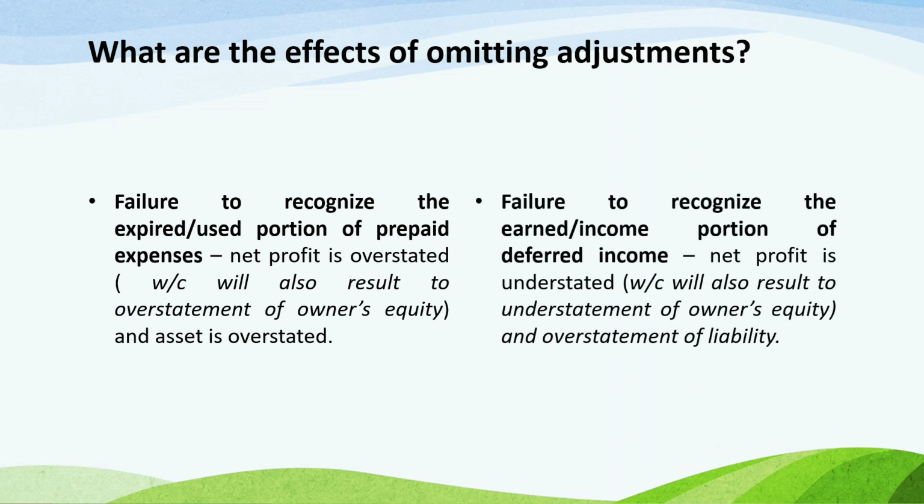Failure to recognize the earned or income portion of a deferred income. The deferred income at the end of the accounting period may be a mixed account because there is a portion that is already earned and a portion that is still unearned. If you did not prepare the adjusting entry to split the mixed account, the net profit will be understated because of failure to recognize the earned portion. And also, liability is overstated because of the failure to decrease the amount of the unearned portion to recognize the earned portion.